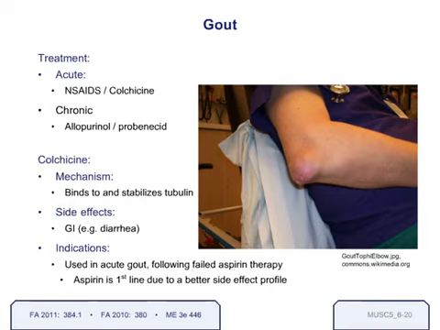of their inflammatory mediators. Now, the main side effects of colchicine are going to be GI, such as diarrhea, and sometimes it's preferable to just try to use NSAIDs first, since they have less toxicity and are a little bit better for patients than colchicine can be.